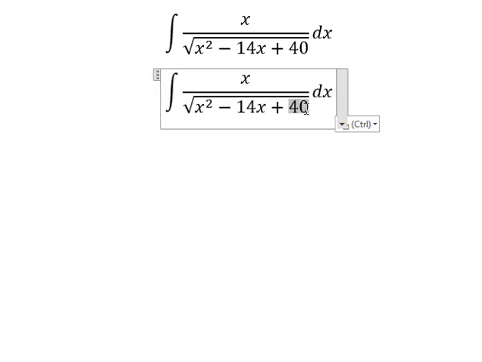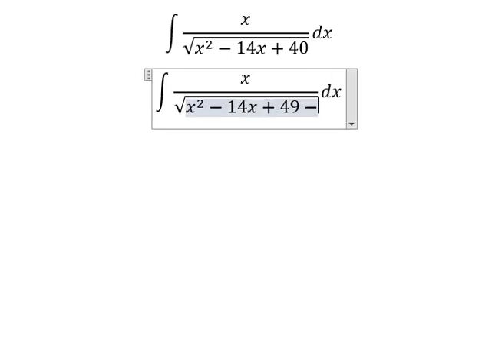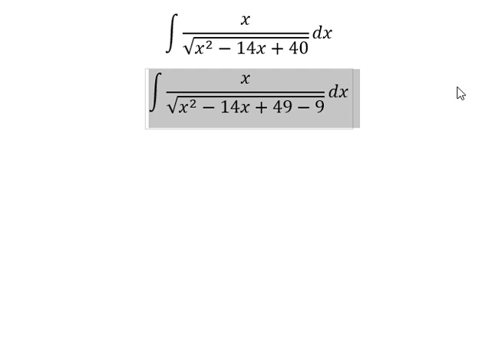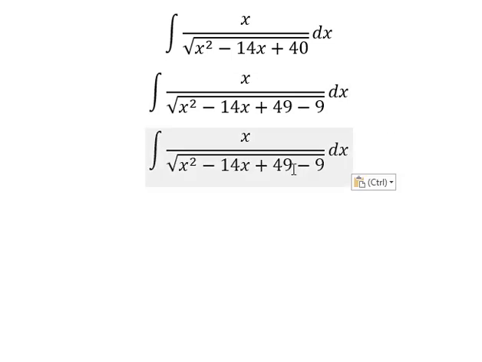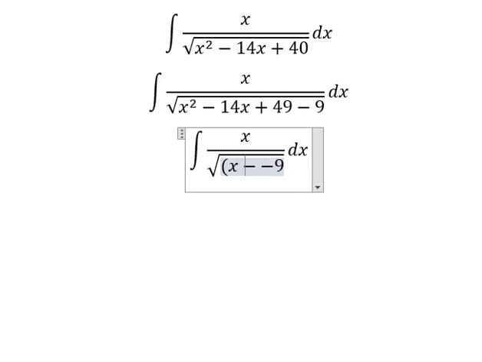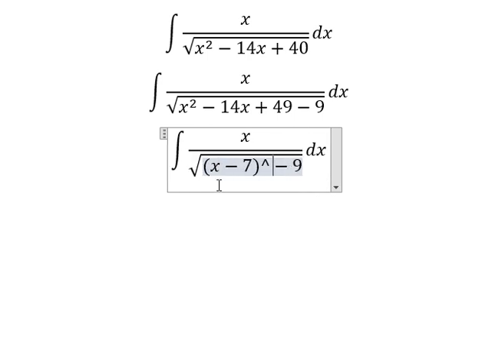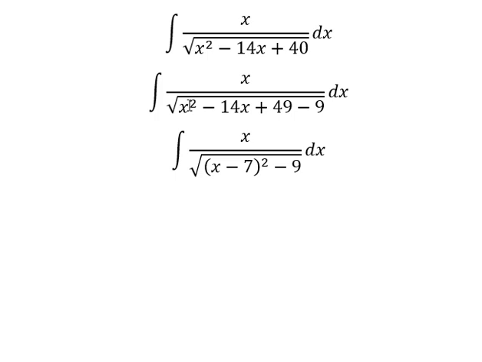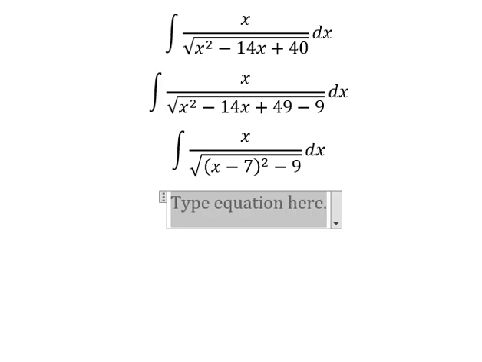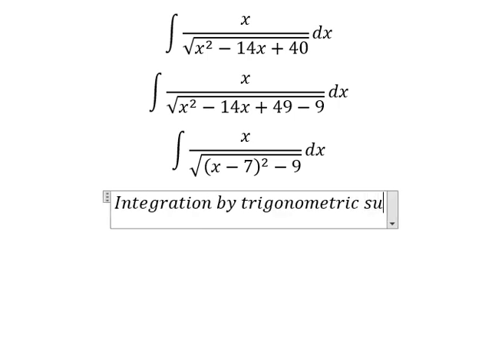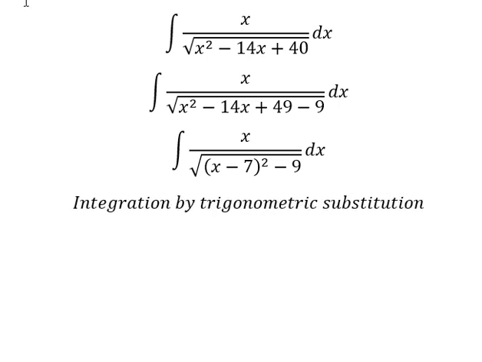About 49 minus number 9, and this one is about identities. So we have s minus number 7 to the power of 2. So we can use integration by trigonometric substitution. So I will put s minus number 7 equals number 3 secant of t.